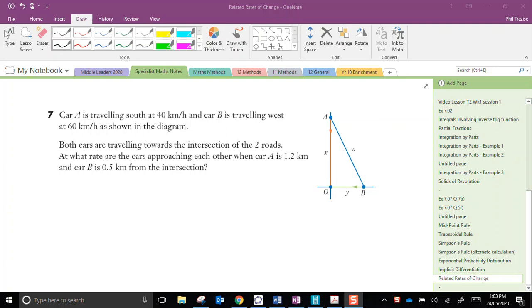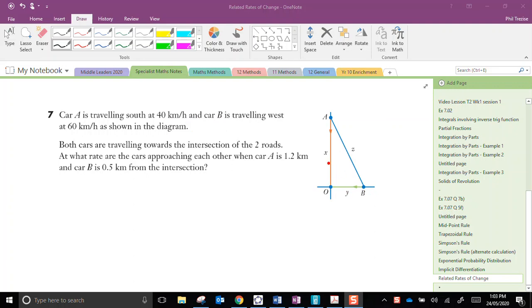Hi everyone, this lesson is going to be an example here of a related rates of change problem. So we have car A at the top of the diagram travelling south at 40 kilometres per hour. As soon as we see a unit like kilometres per hour, we realise we're dealing with a derivative, a rate of change. And car B is travelling west in this direction here at 60.